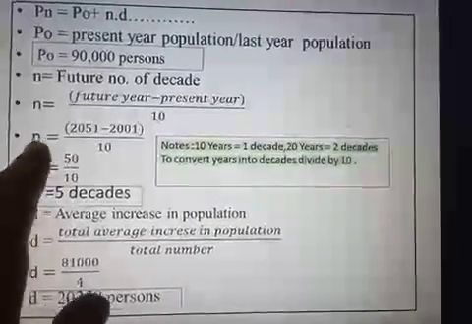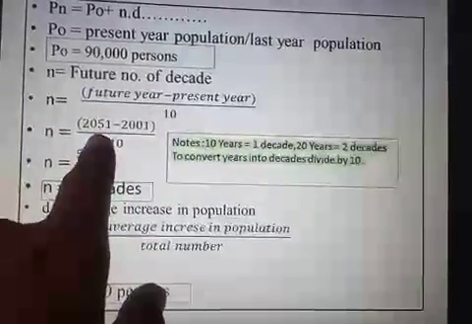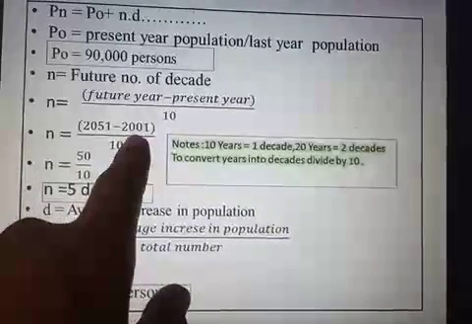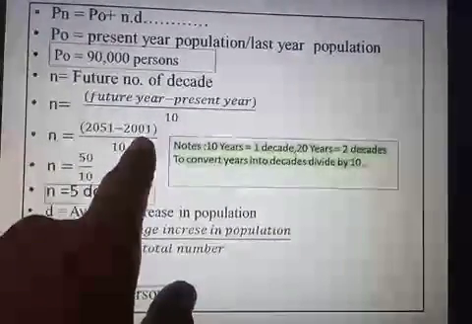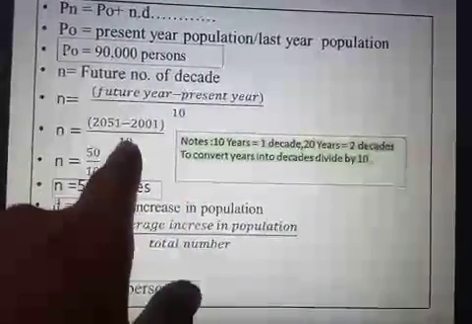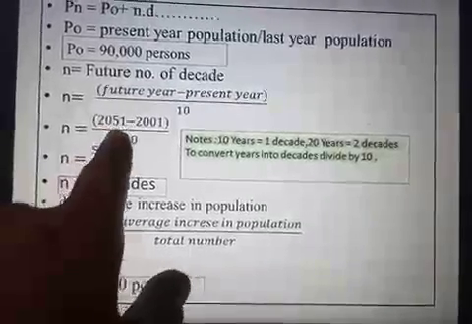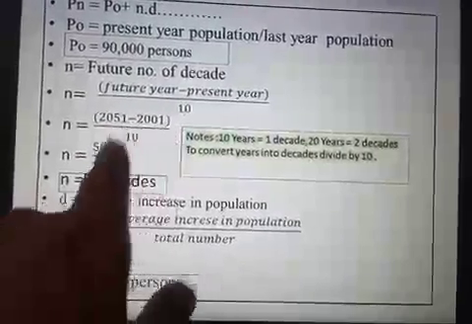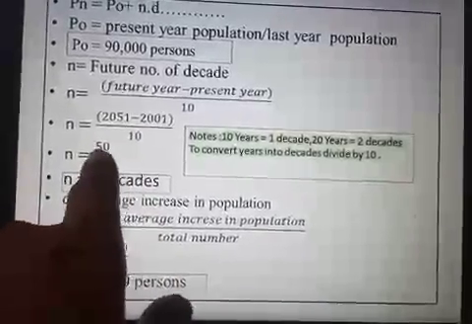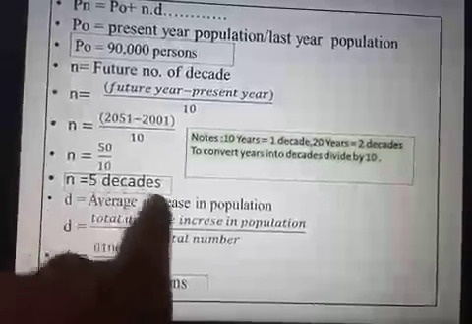Next, the future year means the year at which the population is to be calculated, 2051, minus the last year, meaning the present year given in the numerical table, 2001, upon 10. 2051 minus 2001, the answer will be 50. 50 upon 10 is 5. The number of decades is 5 decades.